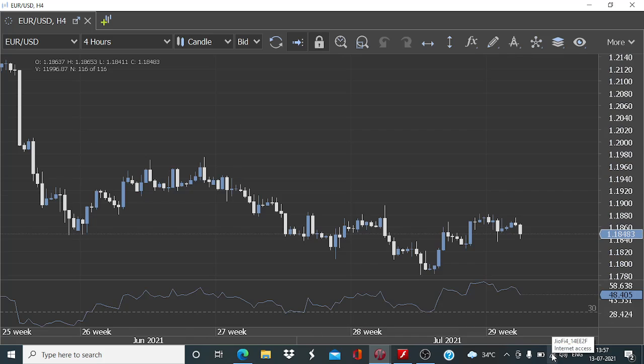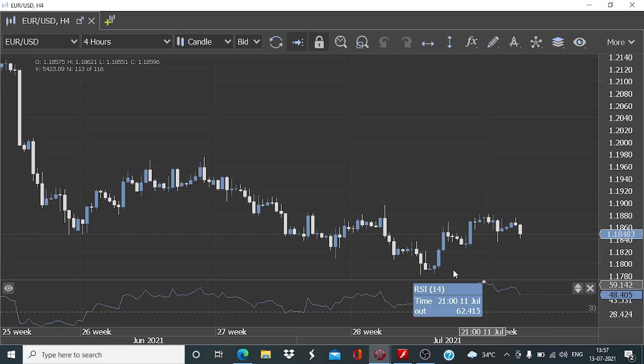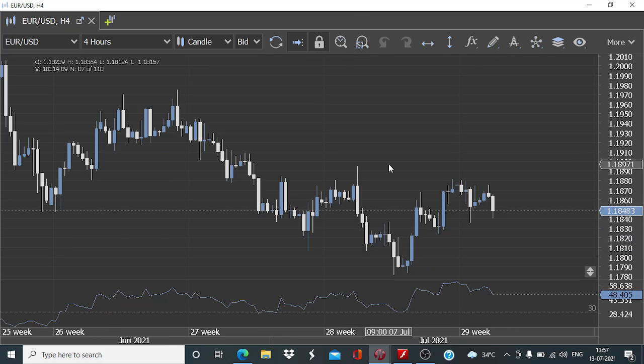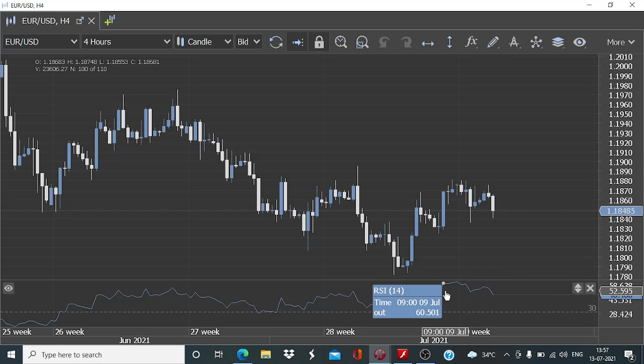Let us allow this chart to load. It's taking a bit of time. Okay, here it is. We want this RSI value to be above 50 and on the rise. That means the underlying momentum is on the bullish side for the instrument of our choice, and that is when we will be looking to initiate the buy trade.